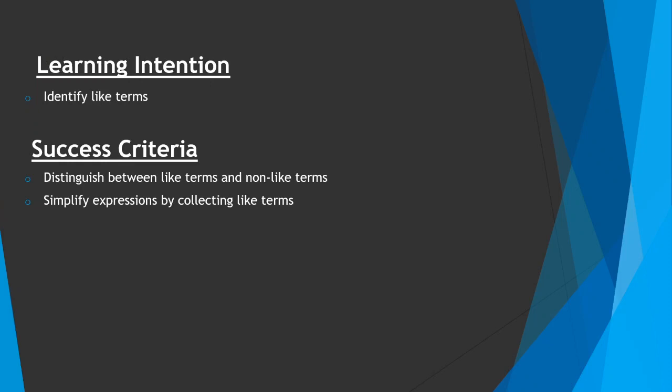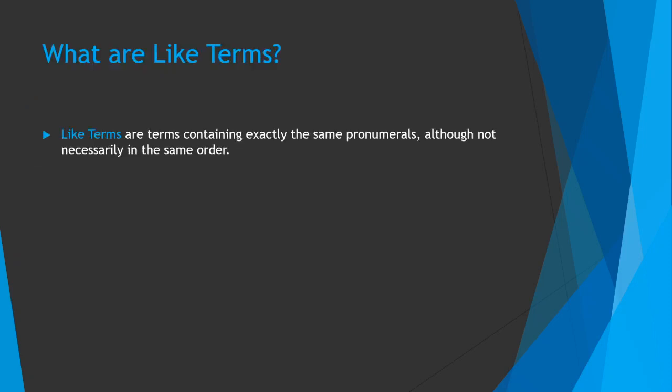So our learning intentions for this lesson is just to simply add and subtract like terms. Hopefully by the end of this lesson you'll know what a like term is and how to simplify them by combining them in an expression. So what are like terms?